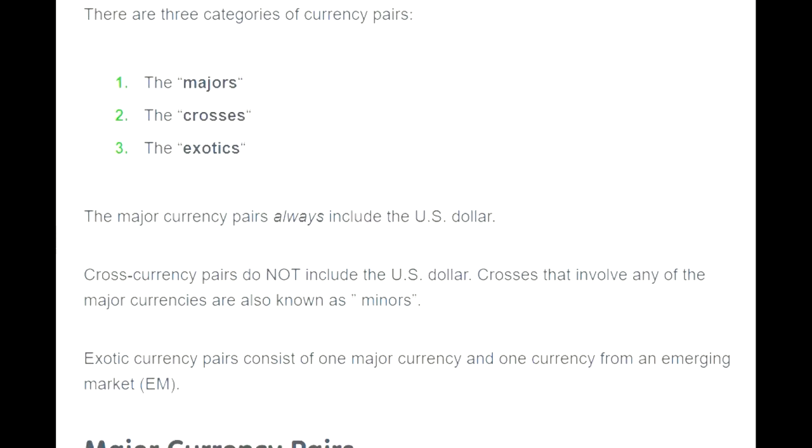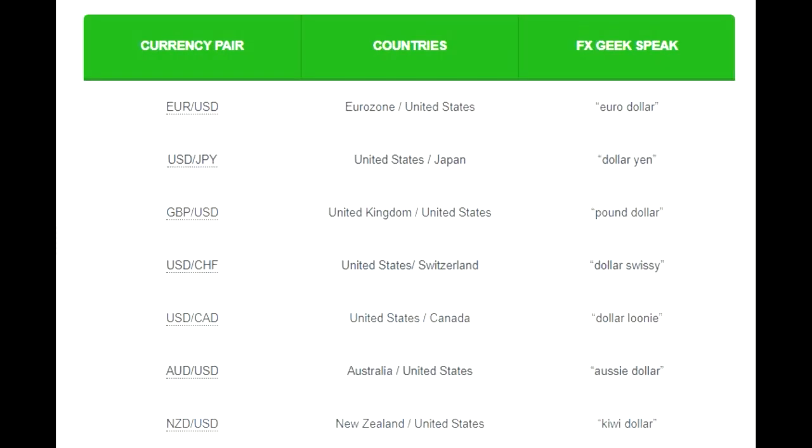In Forex, there are three categories of currency pairs: the majors, the crosses, and the exotic pairs. The major pairs always include the US dollar, which is one of the most traded currencies on Forex. Cross currency pairs do not include the US dollar. And exotic currency pairs consist of one major currency and one currency from an emerging market, so emerging countries.